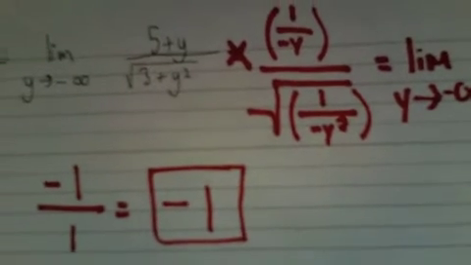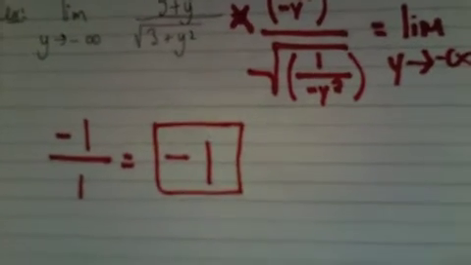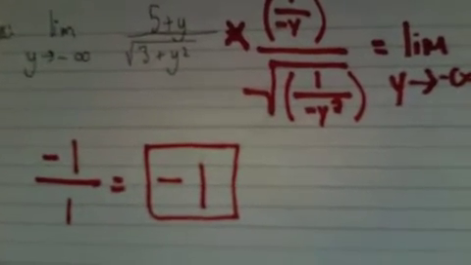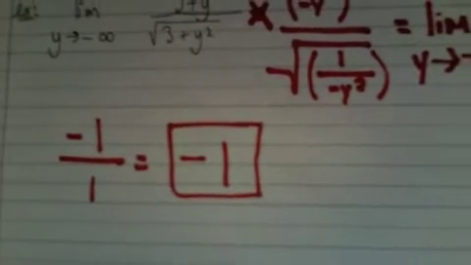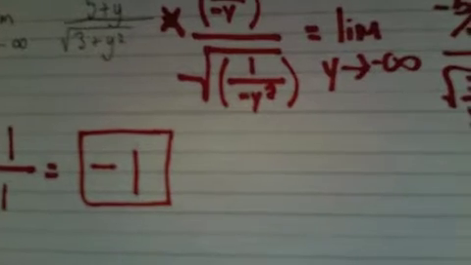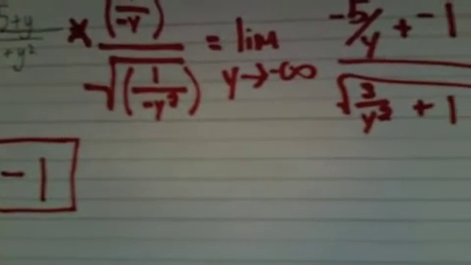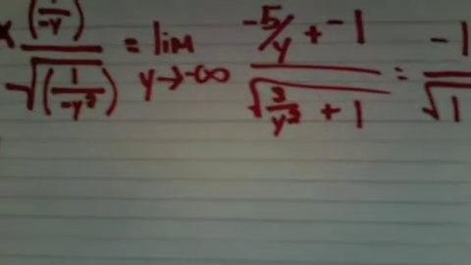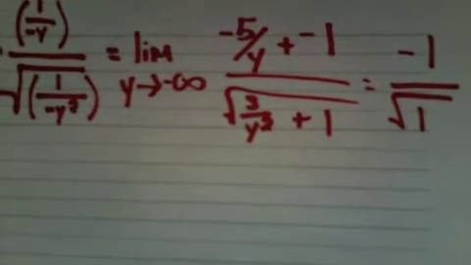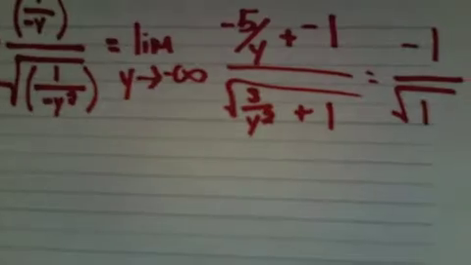So what you're going to do is multiply it by 1 over negative y divided by the square root of 1 over y squared. And then that's going to get you negative 5 over y minus 1 over the square root of 3 over y squared plus 1. And then when you do those limits, you're just going to get negative 1 over 1, and that just equals out to negative 1.